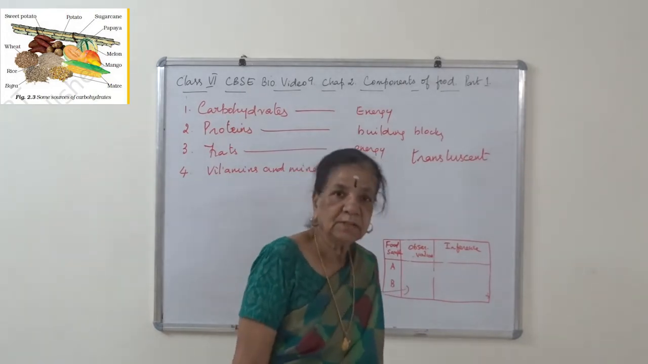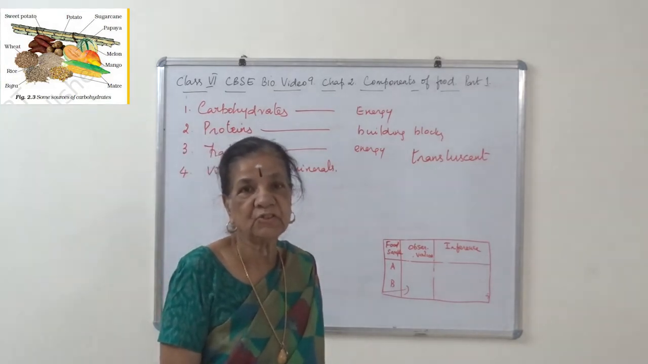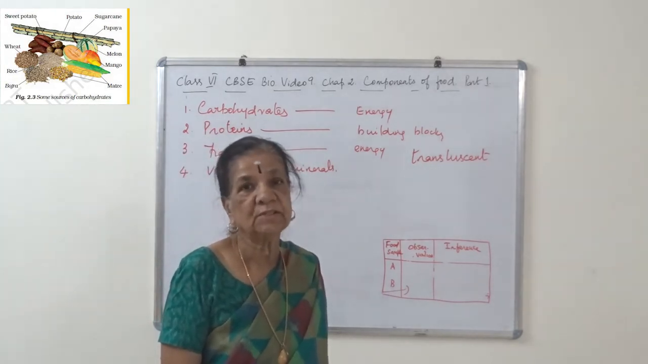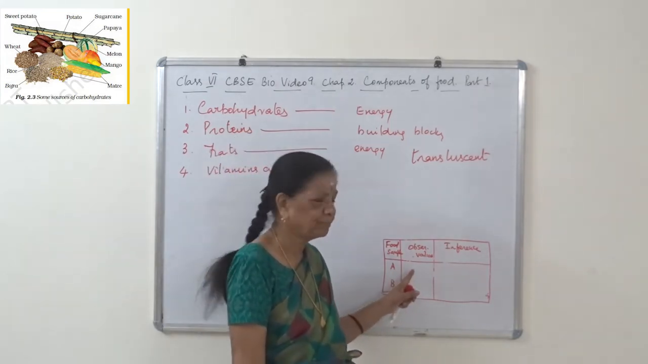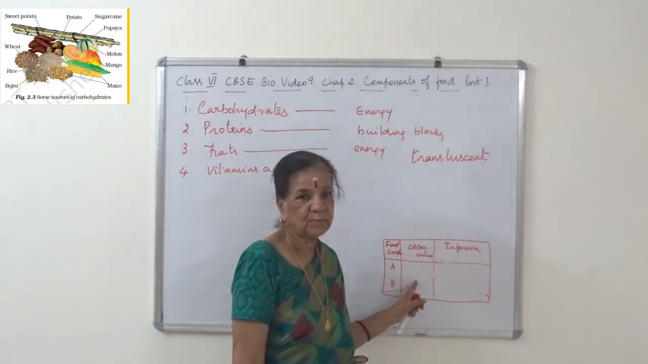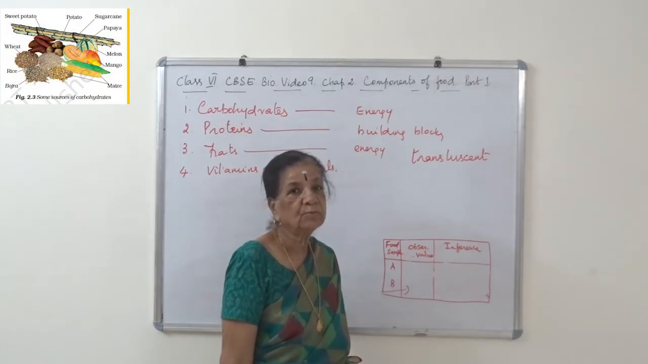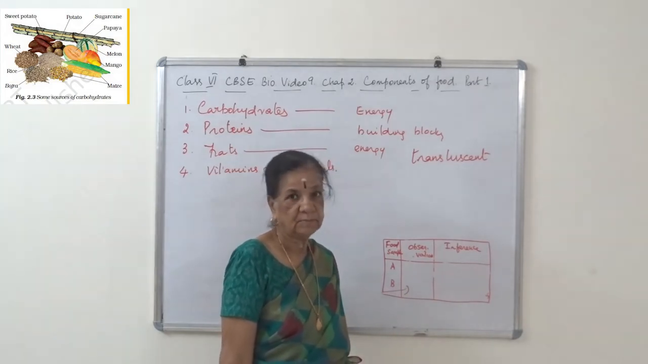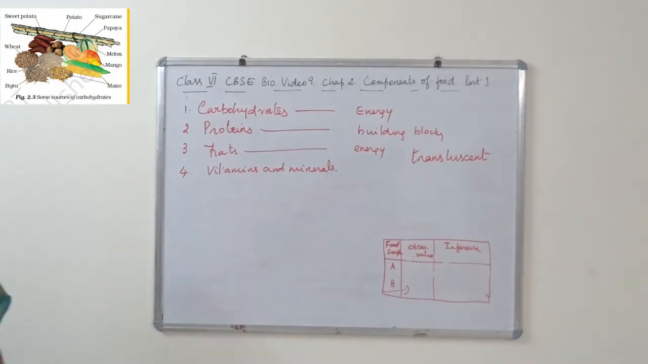Then we will write the observation. The oily paper appears translucent. So you will write sample A. Observation: appearance of translucent paper. Inference: showing the presence of fat. I hope you follow this. So this is the test for fat.